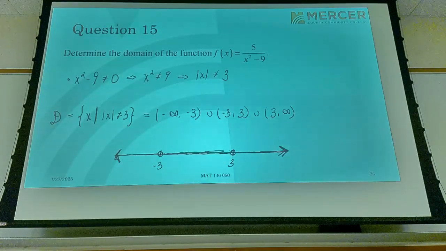The big line means set. Which one? The big line next to that one. It's shorthand for "such that." So if you were to say that whole thing, how would you say it? It's the set of all x such that the absolute value of x does not equal 3. Right, just another way of saying all real numbers except positive and negative 3.